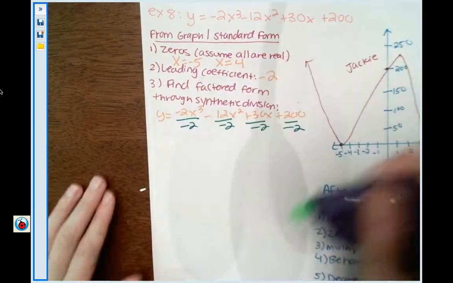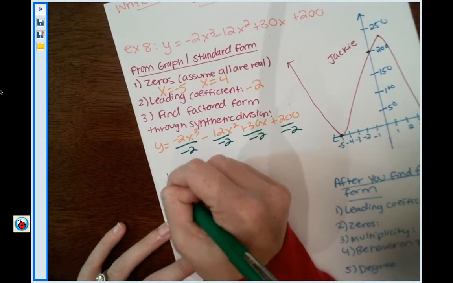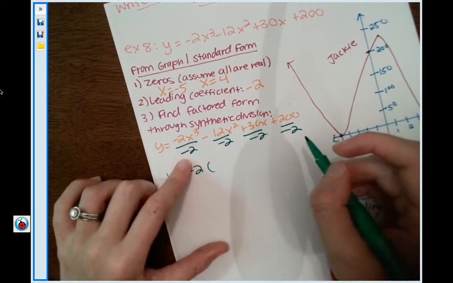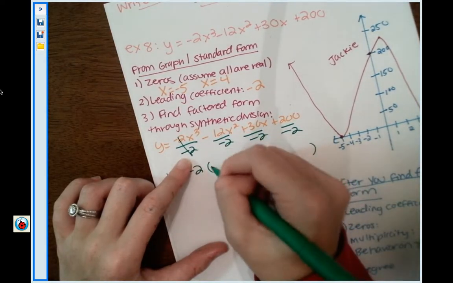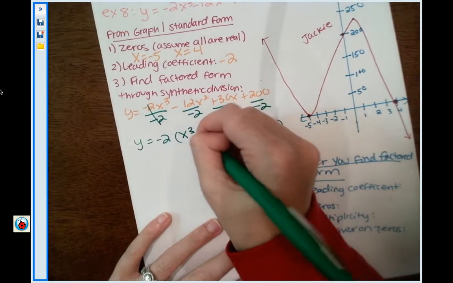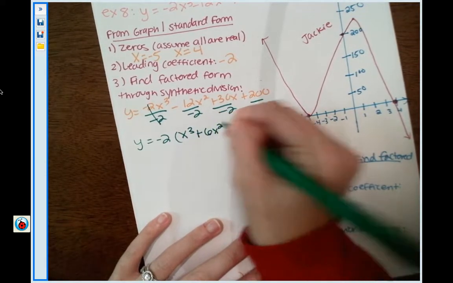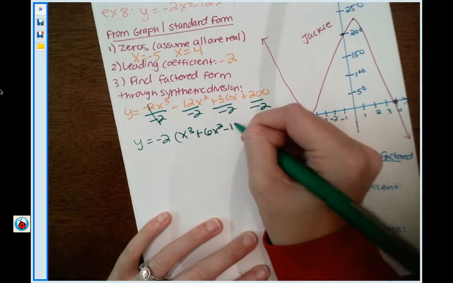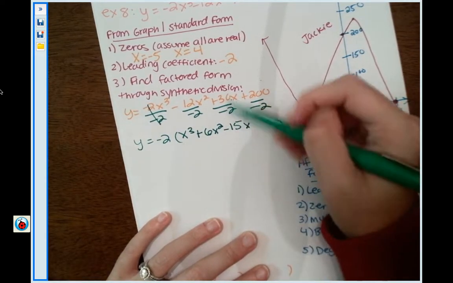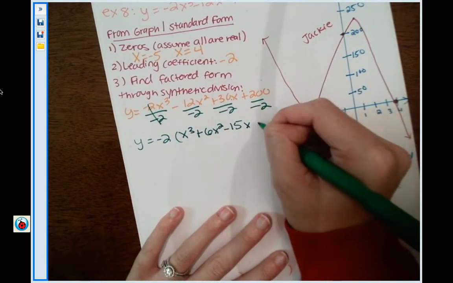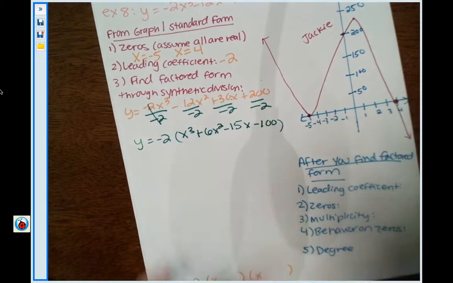Y equals -2. Alright, and what's left over? Negative 2 divided by negative 2 will cancel out, so I'm left with x to the third. Negative 12 divided by negative 2 is 6, so I'm left with a positive 6x squared. 30 divided by negative 2 is negative 15, so it'll be minus 15x, because I have nothing to divide the x to. And 200 divided by negative 2 is negative 100.